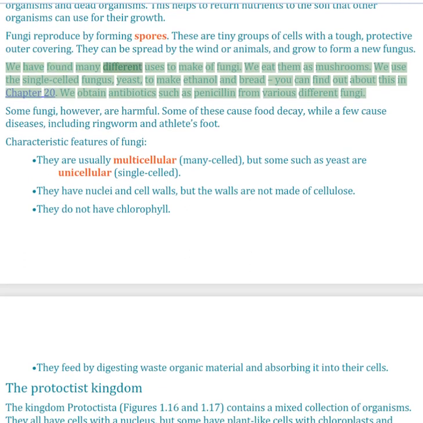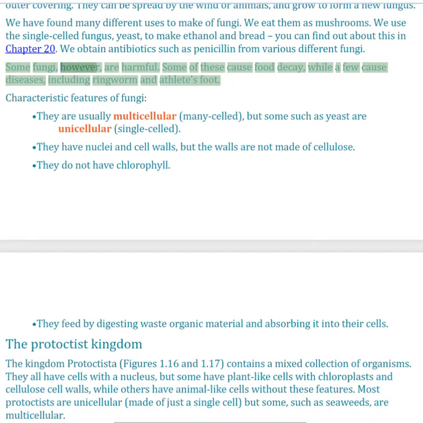We have found many different uses to make of fungi. We eat them as mushrooms. We use the single-celled fungus, yeast, to make ethanol and bread. You can find out about this in Chapter 20. We obtain antibiotics such as penicillin from various different fungi. Some fungi, however, are harmful. Some of these cause food decay, while a few cause diseases, including ringworm and athlete's foot.